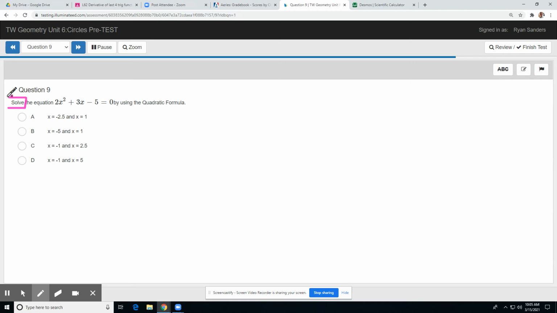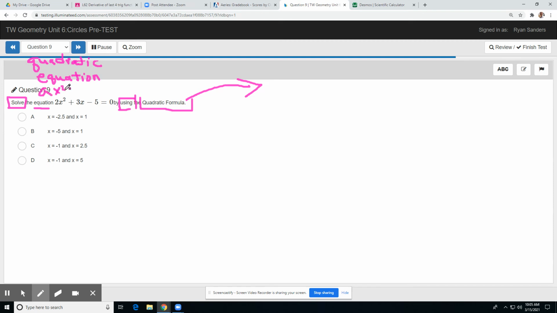Solve the equation using the quadratic formula. All right. So what's the quadratic formula? The quadratic formula, first we need the quadratic equation. And the quadratic formula. Okay. The equation links together with this equation here.